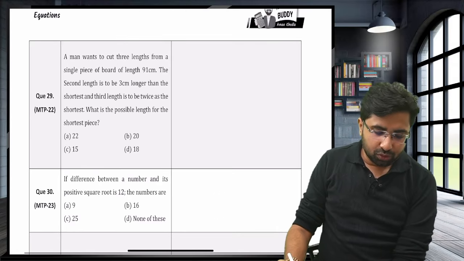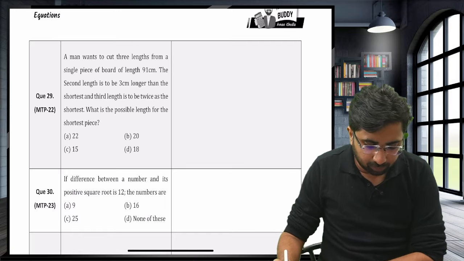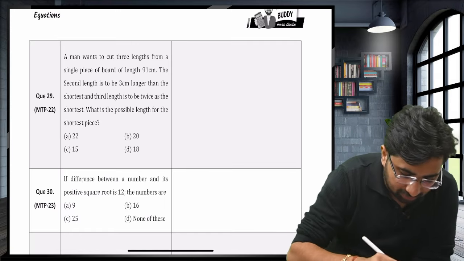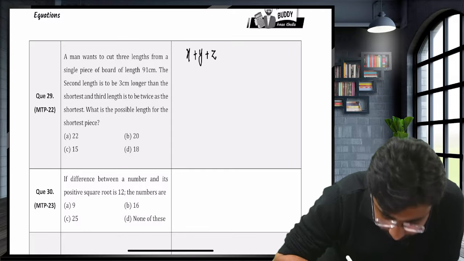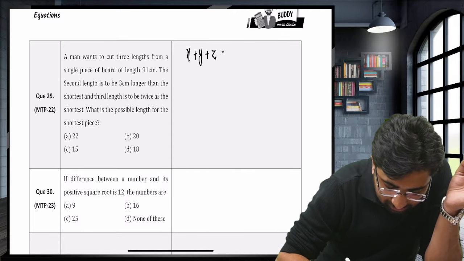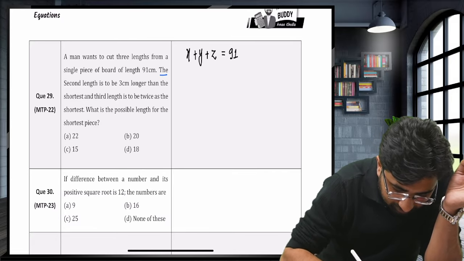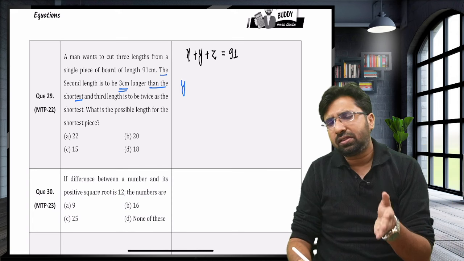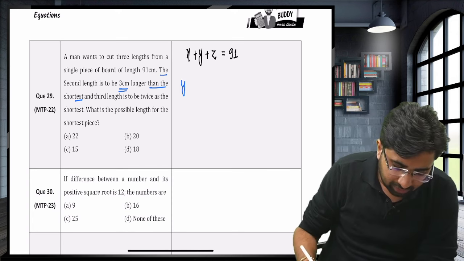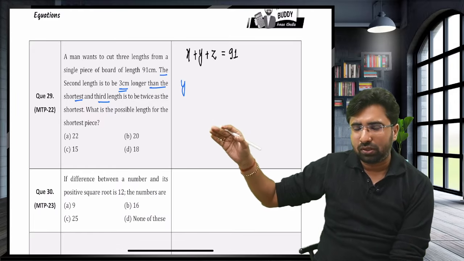A man wants to cut three lengths from a single piece of board of 91 centimeters. It means if there are three lengths, let us say one is x, one is y, one is z. What is the total? 91. Now, what is the second length?